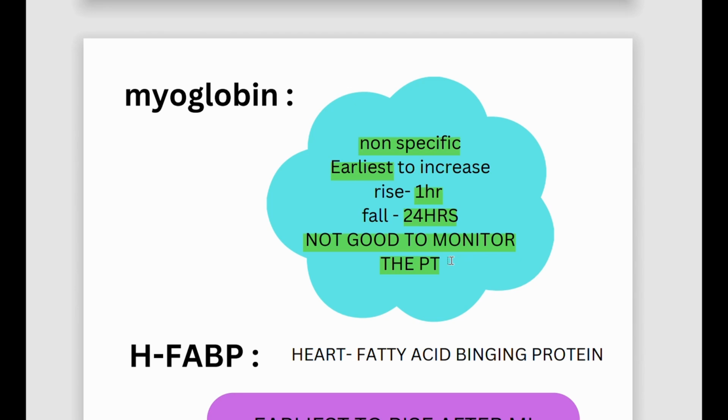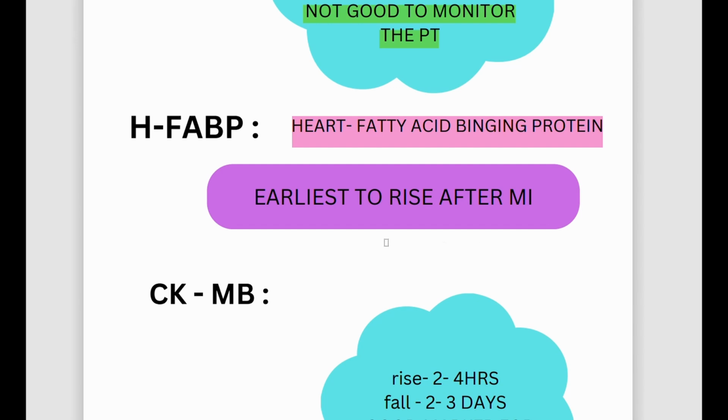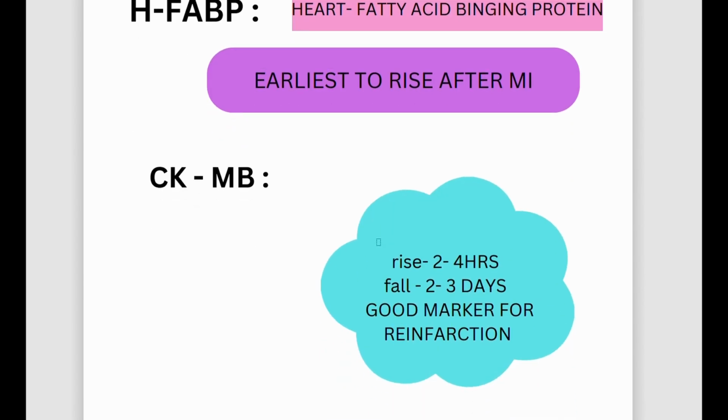Okay, next we are going to deal with the heart fatty acid binding protein. This is the one which rises immediately after the myocardial infarction. Next we are dealing with creatine kinase MB. There are 3 subunits for this creatine kinase. The first one is MM, second one is MB, and third one is BB.